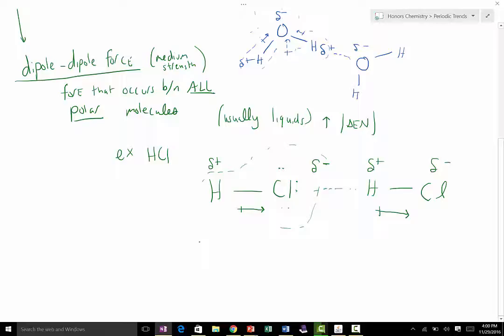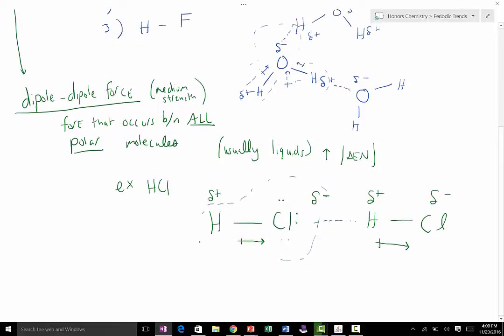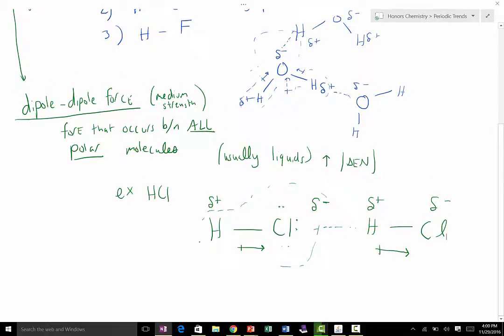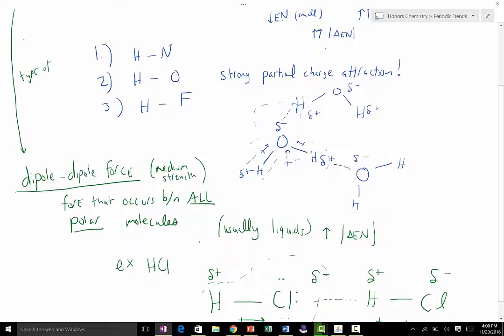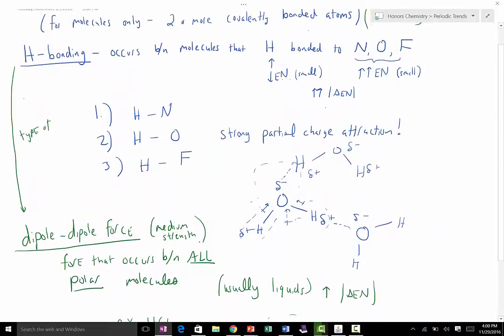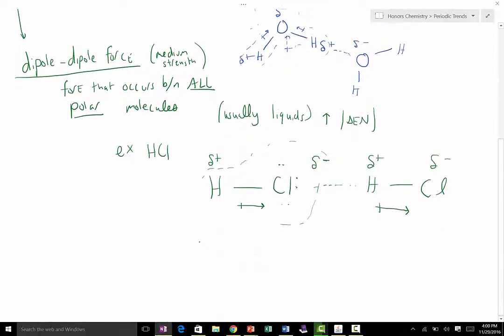So if you have a molecule that's polar, it has dipole-dipole forces acting between molecules of that compound, and then if that polar molecule has hydrogen bonded to one of those three, then it's a special type of dipole-dipole force called hydrogen bonding. In a subsequent video, I'm going to talk about dispersion forces, which is the third type of force, and that's all.